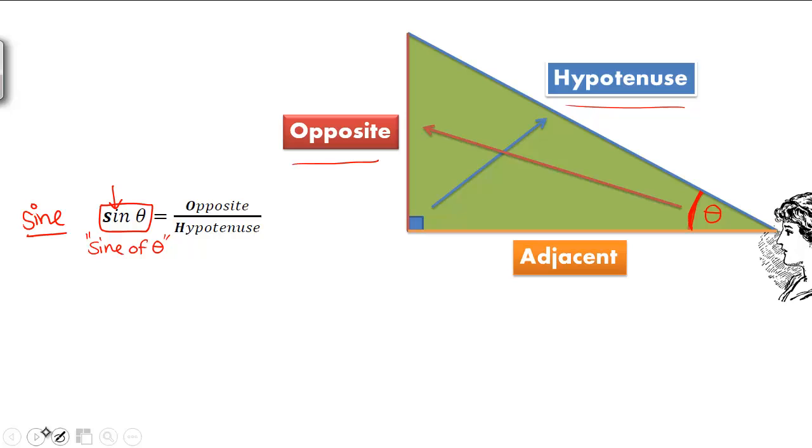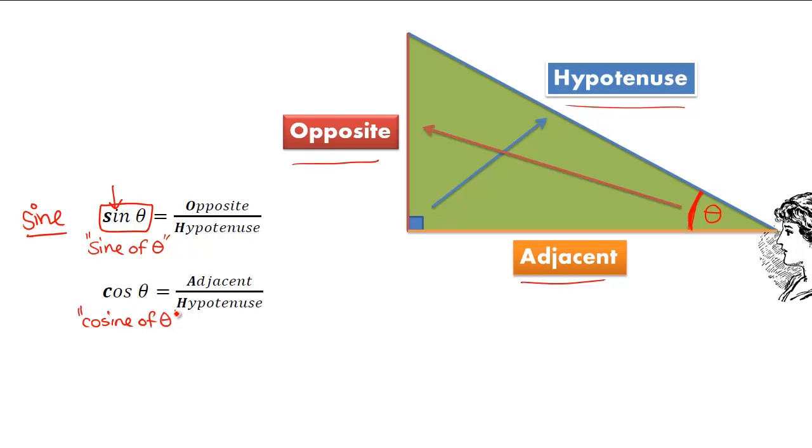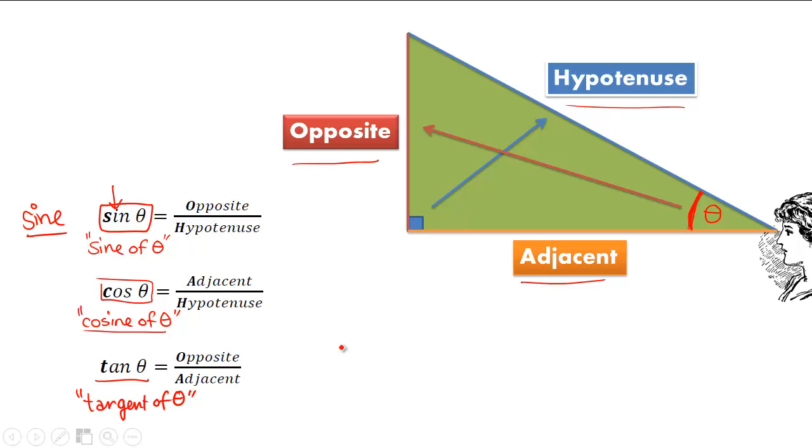Now, you can also take the adjacent over the hypotenuse, and that forms the cosine ratio. So the cosine ratio of theta, which is the angle, is found by dividing the adjacent over the hypotenuse. And finally, the tangent ratio, tangent of theta, is the proportion between the opposite and the adjacent. So these ratios are helpful because once they're found, you can find all sorts of other things.